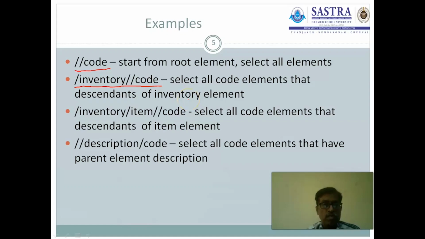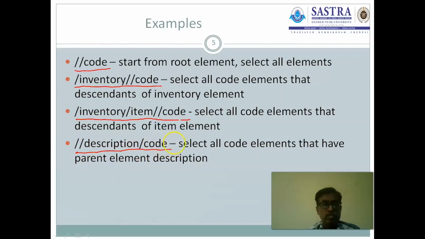But what is the condition here? It should be sub-elements of inventory, descendants of inventory element. That is the condition here. And then the next one, slash inventory slash item and then double slash code. Select all code elements coming from item. I mean, descendants of the item element will be selected, all code elements. And then double slash, start from the root.